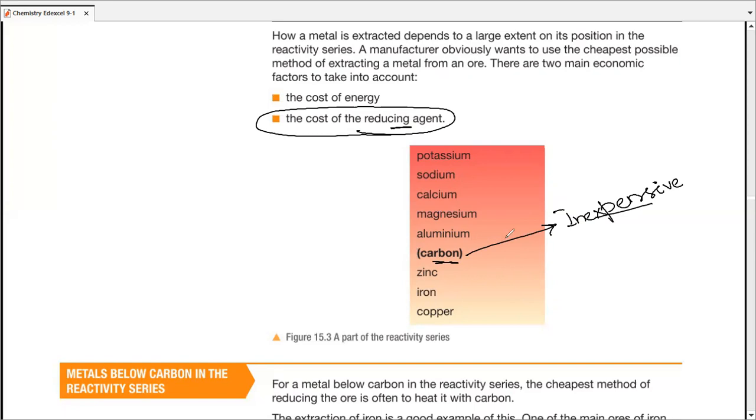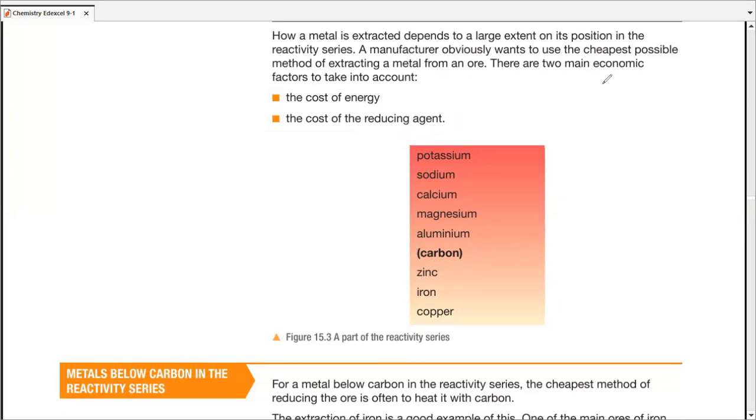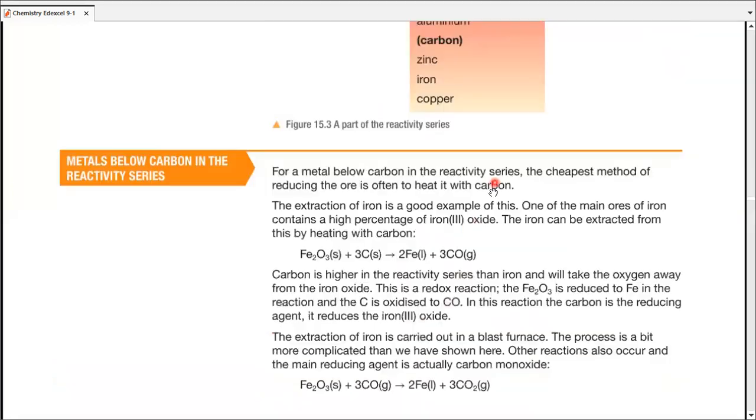Any fuel you name, carbon is definitely a part of it. Fossil fuel I'm talking about, right? So it gives you an idea, but the example is not complete yet. Let's keep on moving. The extraction of iron is a very good example of this.